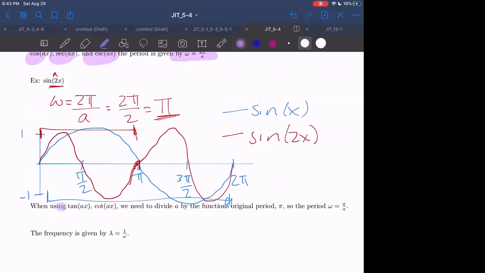All right, so those work for our periods with 2 pi. Now, we've got tangent and cotangent that only have a period of pi in their original function. So if that's the case, we divide by the function's original period, so in that case, we use pi over a.